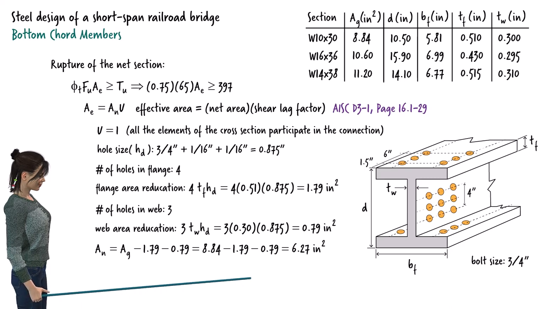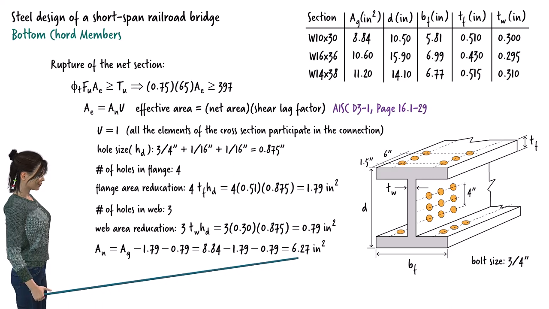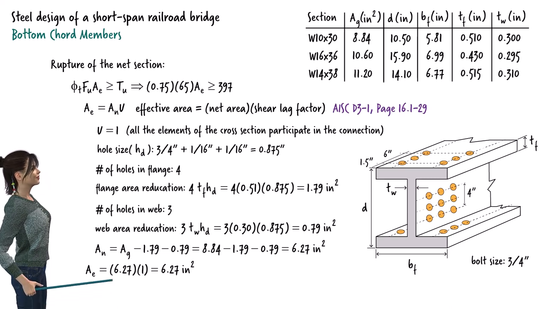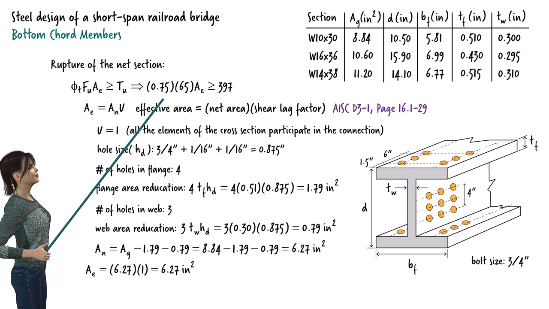The net area equals 6.27 square inches. Since the shear lag factor is 1, we get an effective area of 6.27 for the section. Now we are ready to check the limit state equation.